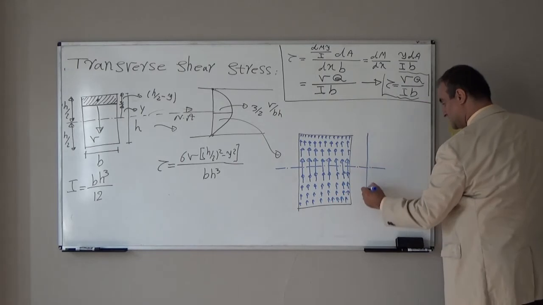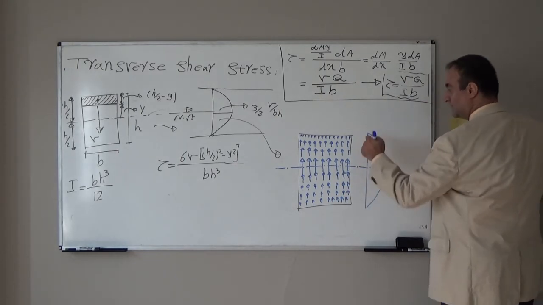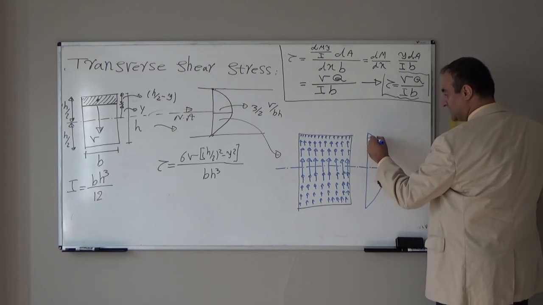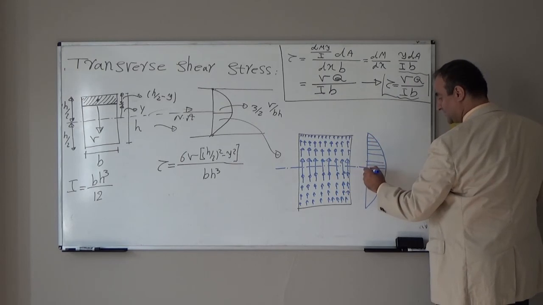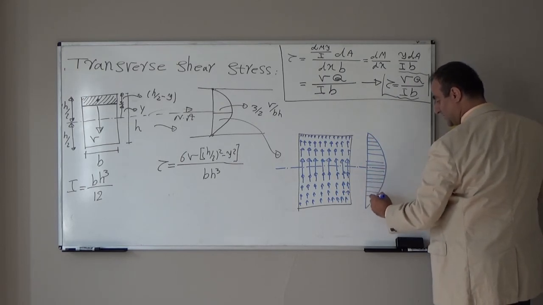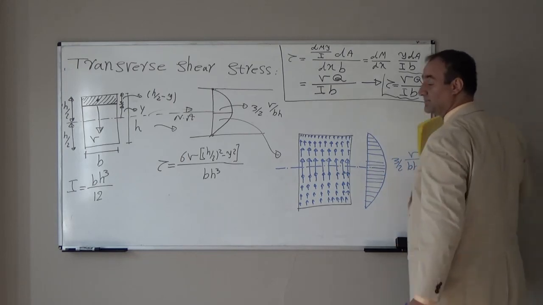If I show the distribution, it will be something like this. From the top to the neutral axis, it will get bigger and bigger. After this, again, it gets smaller and smaller. The maximum is 3 over 2 V over BH.